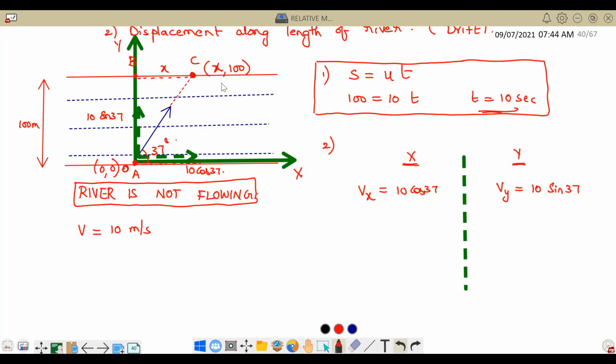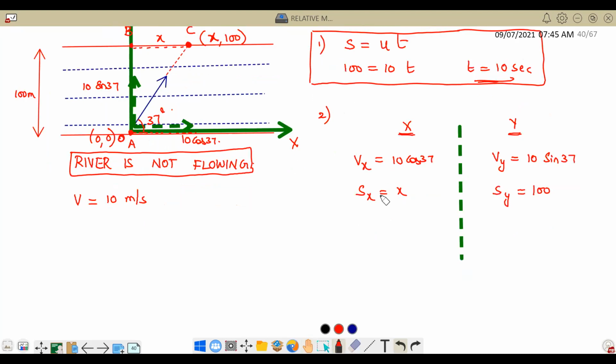So the displacement traveled in the x direction is x, and the displacement traveled in the y direction is 100. I'm taking this side as positive, so both are positive. Now you have two quantities, and we have to calculate time. In which direction is it easy to calculate time? The y direction, because I know the quantity and there is only one equation, s is equal to ut. In the upstream and downstream previous case, there is only one dimension, so there is only one equation and you don't have to write x direction or y direction.